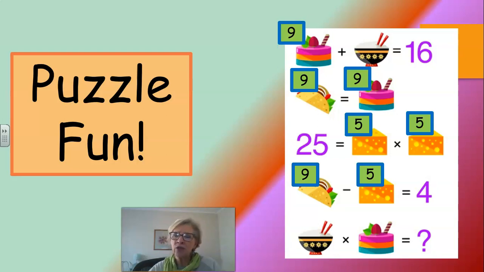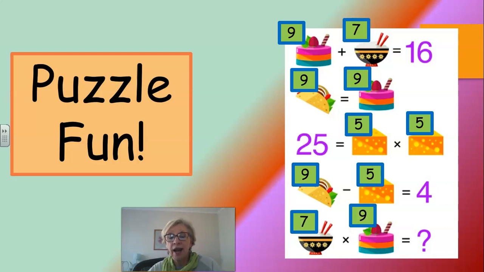9 plus what equals 16? Well, we know that 16 take away 9, because you know we have addition and subtraction work together. We learned that a couple of lessons ago. So that is 9 plus 7 equals 16. So now we know our rice dish is valued at 7, and our fruit salad is valued at 9.